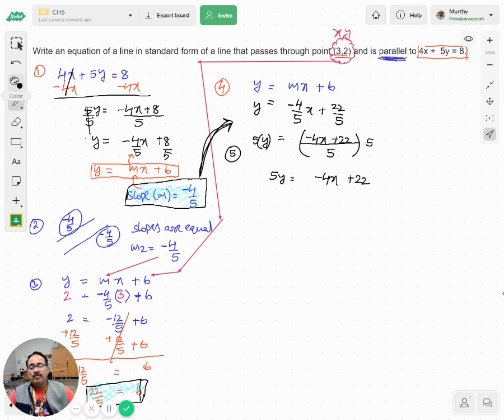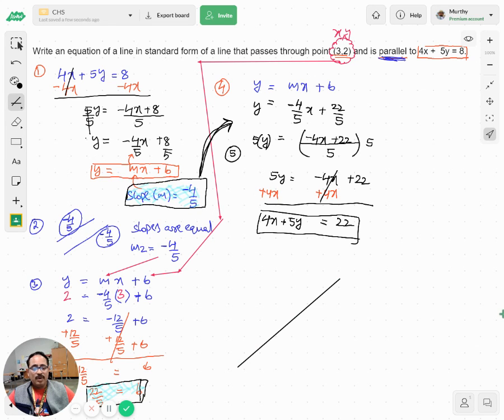Now we have to take all the variables to one side. So if I add 4x on both sides, then I get 4x plus 5y equals 22. So this is the equation, which is parallel to the first one.